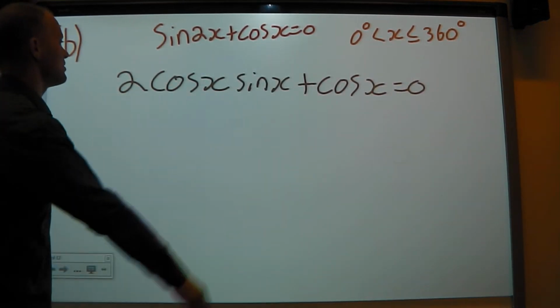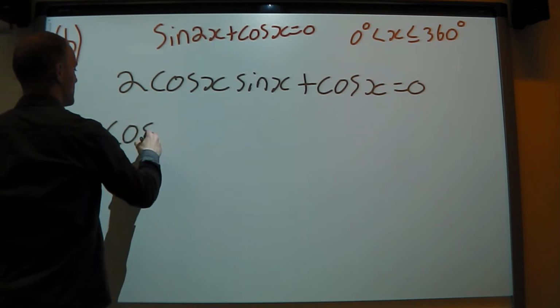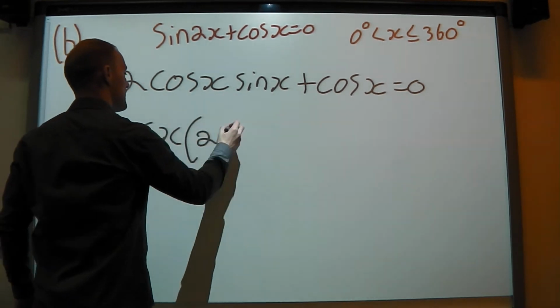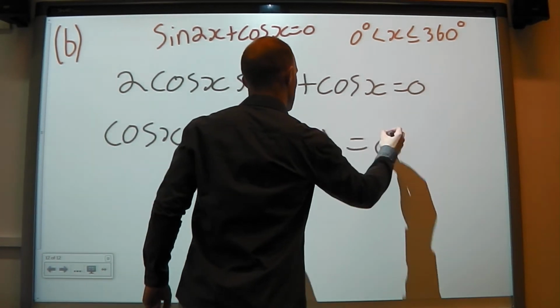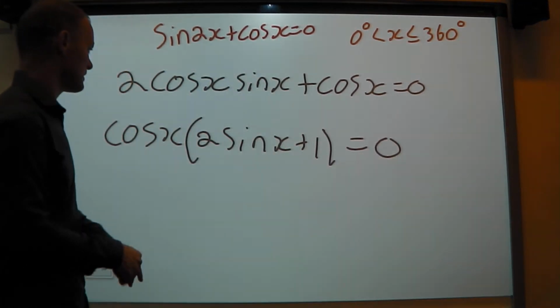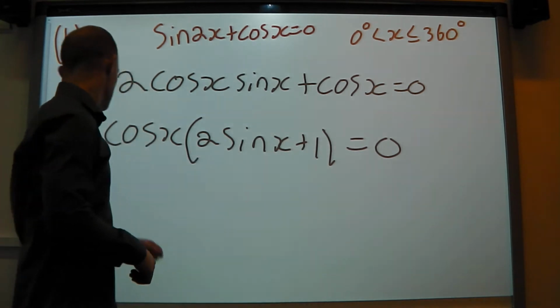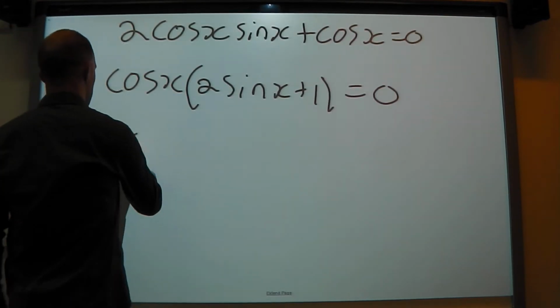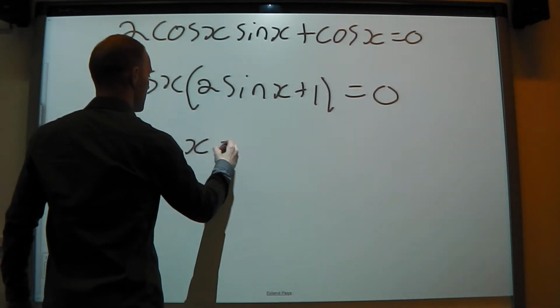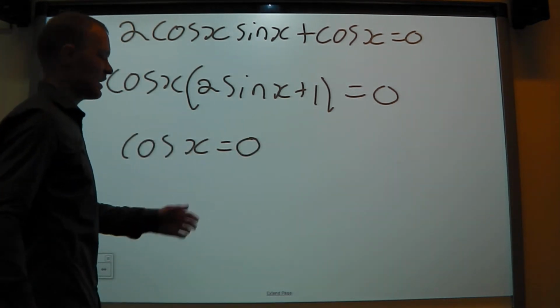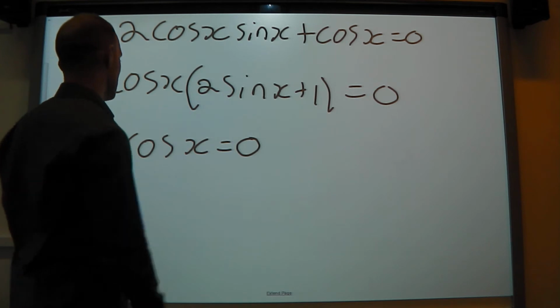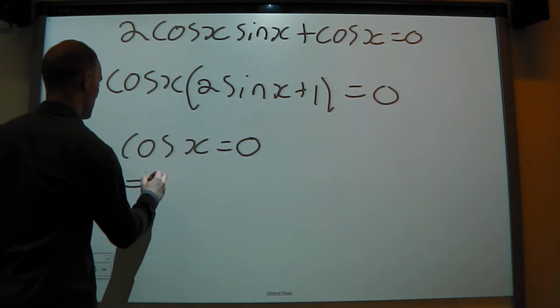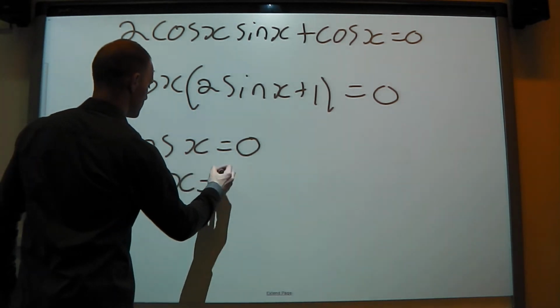Now we want to factorise it. We want to take cos x out. So that's cos x into 2 sine x plus 1 is equal to 0. That gives us two solutions: cos x is equal to 0 or 2 sine x plus 1 is equal to 0. So we just start off with cos x equal to 0. We know that cos of 90 is equal to 0, or you can do cos inverse in your calculator, but I know it off by heart. So that implies that your base angle x is equal to 90.